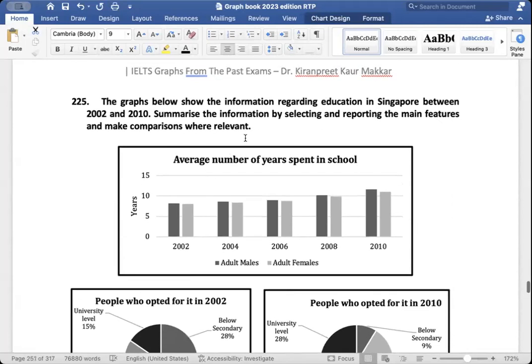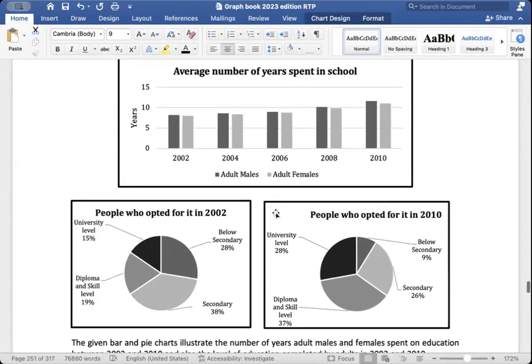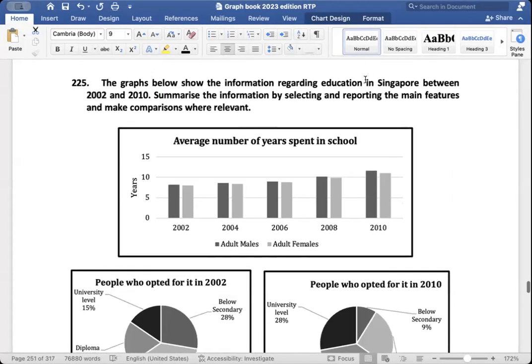Let us see this graph. This is the average number of years spent at school, regarding education in Singapore between 2002 and 2010. So the first graph shows the average number of years they spent in school. For example, in 2002, adult males and adult females spent around 7-8 years in school.